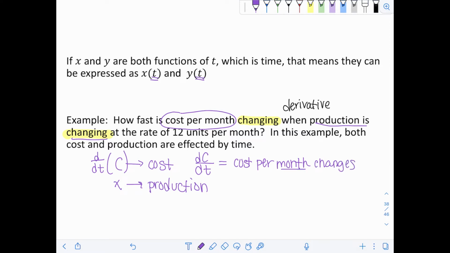And if you look at production as an x variable, you could take the derivative with respect to time, and that would give you dx dt, and this tells us how production changes kind of per month. The time that we're dealing with here is month, but that's sort of the behind-the-scenes variable that we're working with in this problem.